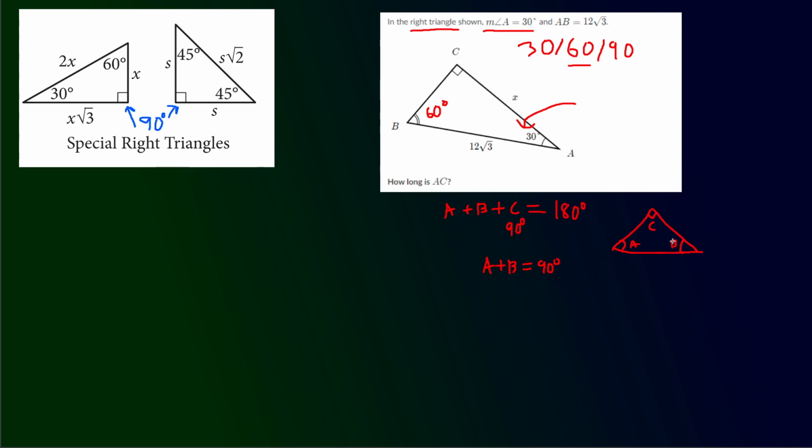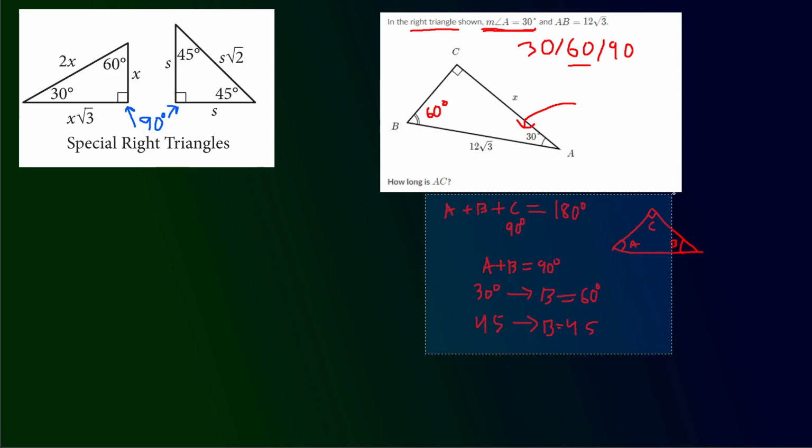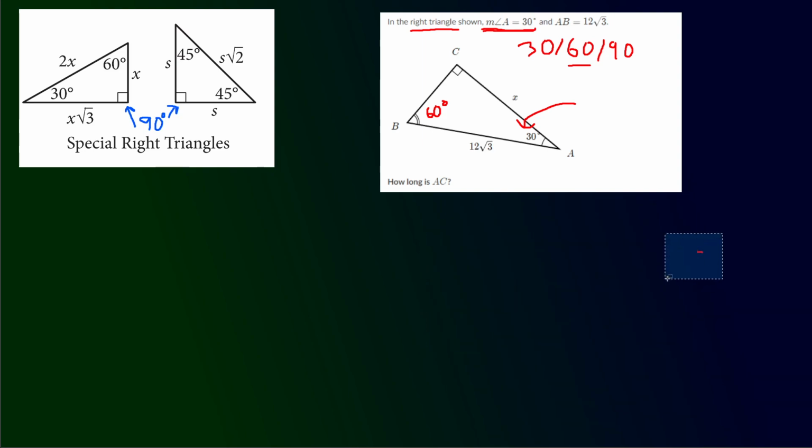And if we are told about one of these two angles, if we know that A is 30, that means B must be 60 because 30 plus 60 is 90. And if we know that A is 45, that means that B must also be 45 because 45 plus 45 is 90. This is why we know we're in a 30-60-90 when we only know that we're in a right triangle and we know one of the angles. Okay, so that's another way to think about identifying these things.